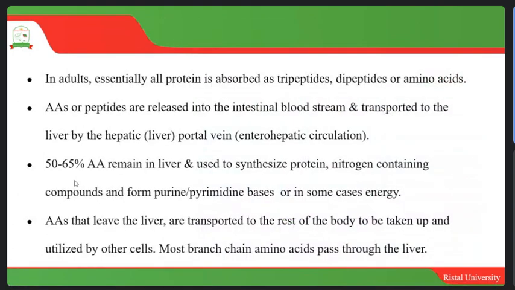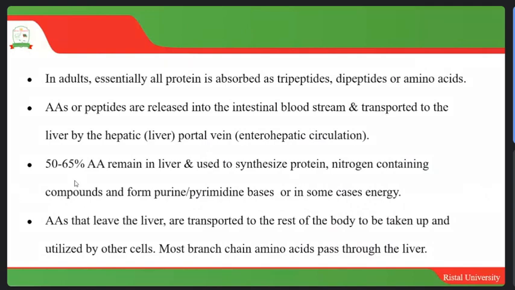So let's get this. In adults, essentially all protein is absorbed as tripeptides, dipeptides, or amino acids. Amino acids or peptides are released into the intestinal bloodstream and transported to the liver by the hepatic portal vein. So immediately after digestion and the food being absorbed into your body, the amino acids are transported straight to the liver for metabolism, by the hepatic portal vein. So that is basically what happens.